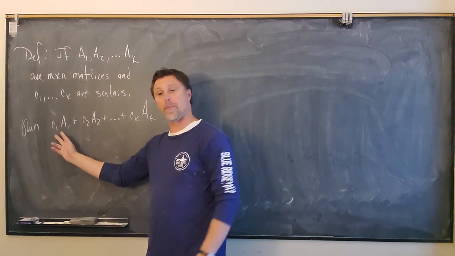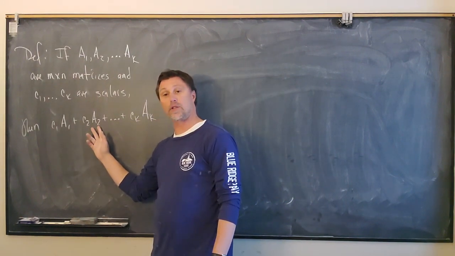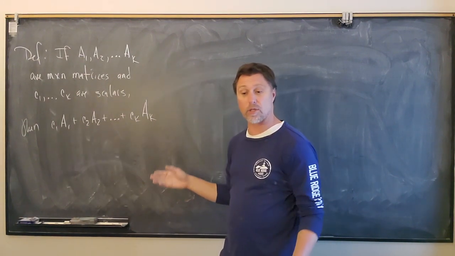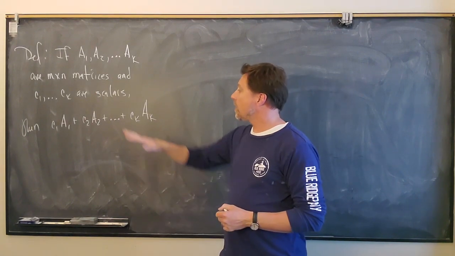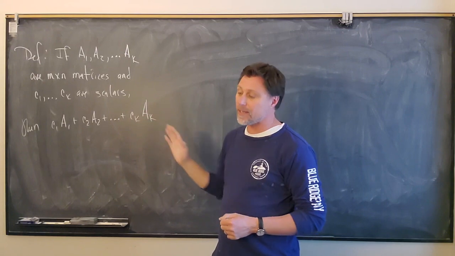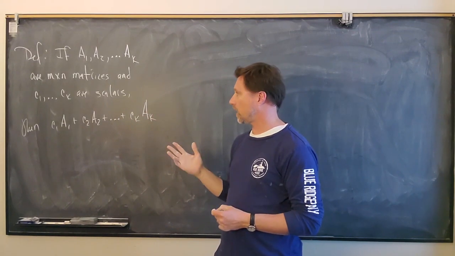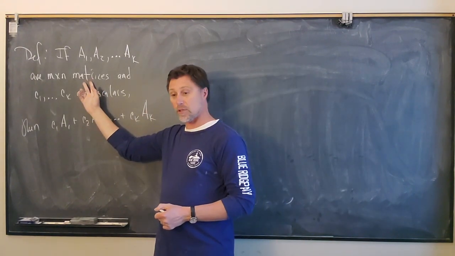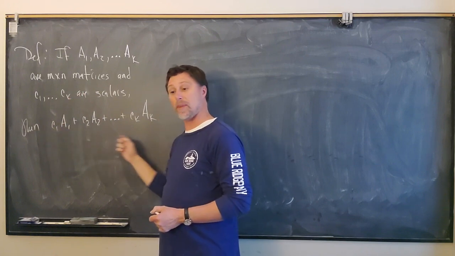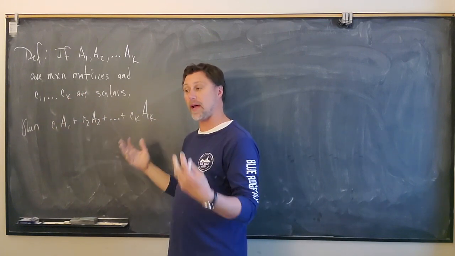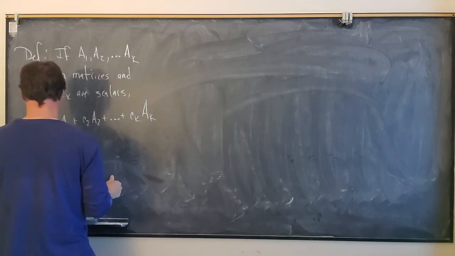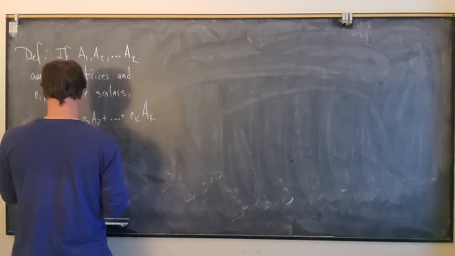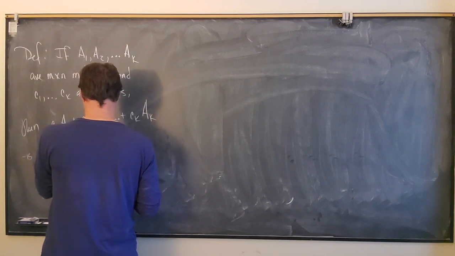Well, each one of these will be an m by n matrix, and when you add them together, it will be an m by n matrix. The result right here is called a linear combination. So when you take matrices, multiply each one by a scalar, and add the result together, that is called a linear combination.